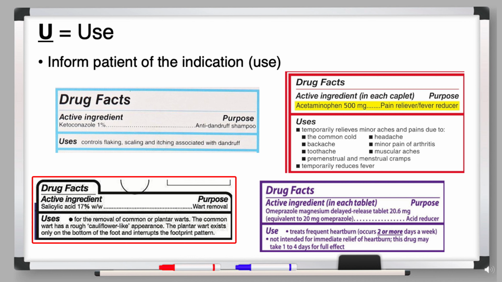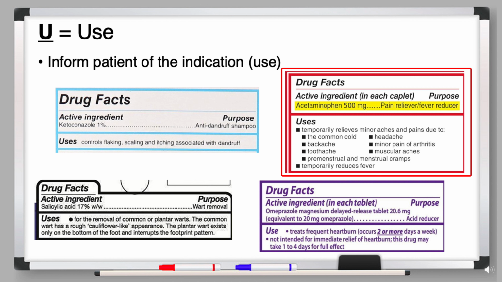The bottom left product was Compound W wart removing gel. So you would describe this gel is used to remove warts, and it removes the two types of warts. It removes both common and plantar types of warts.